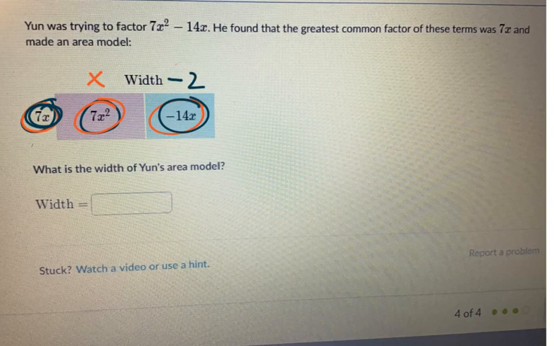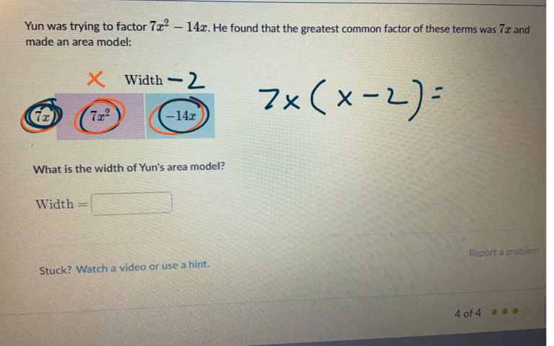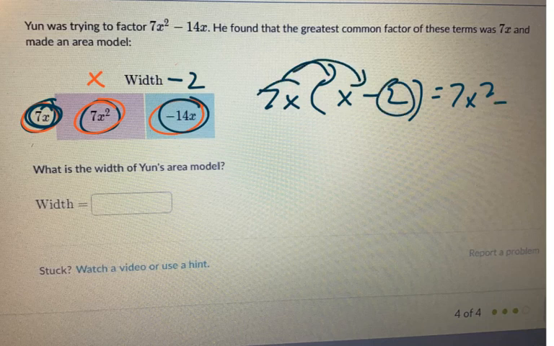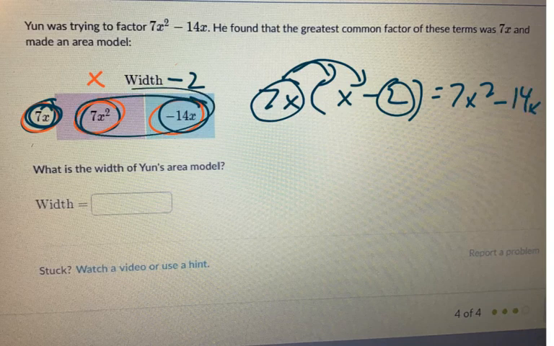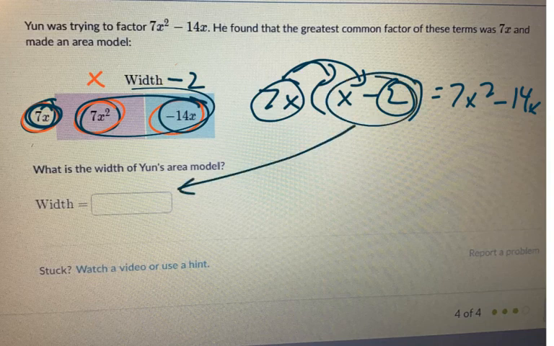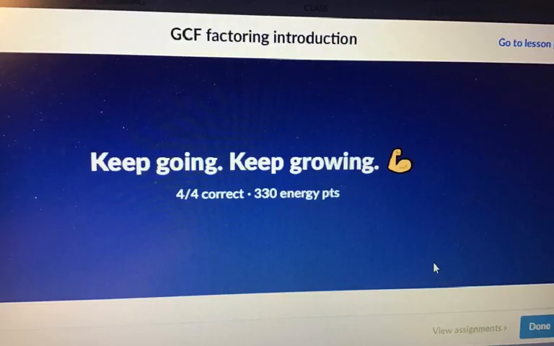So, what we just figured out is if I take 7x times x minus 2, I get 7x squared. See that? That's 7x squared. Minus, see the minus, and 2 times 7x is 14x, which is what we started out with in the middle. So this is going to be my answer. The width is x minus 2. I click check answer. Boom, I get 4 out of 4 right. Pause the video here if you need to. So as you can see, 4 out of 4 right.